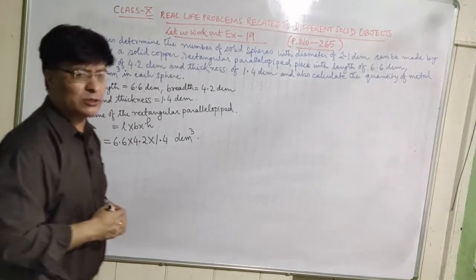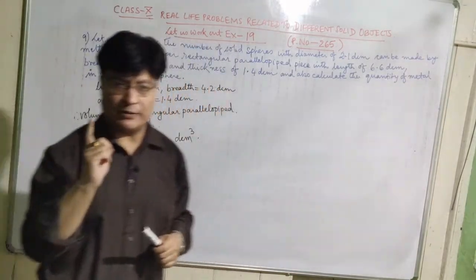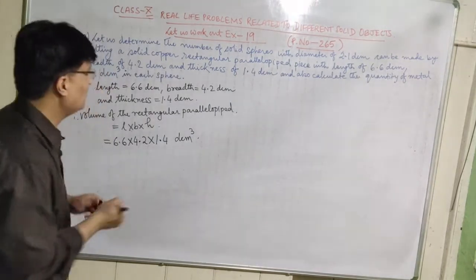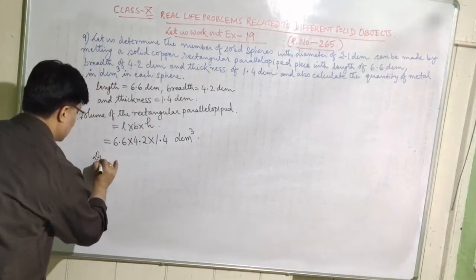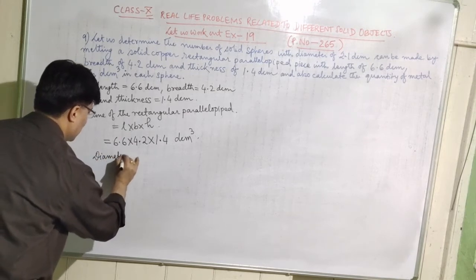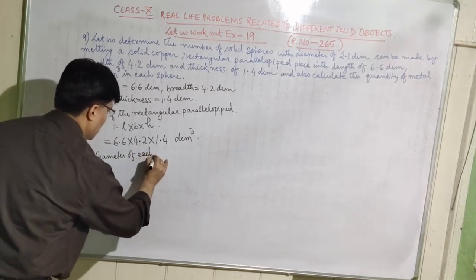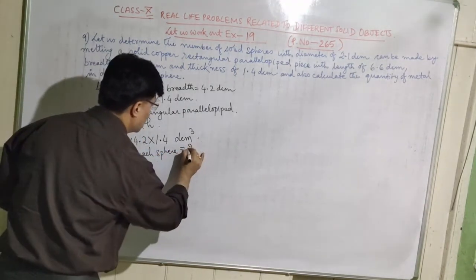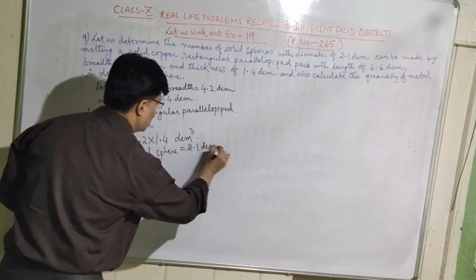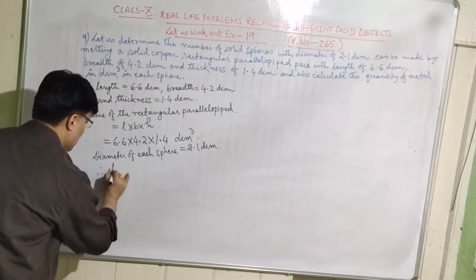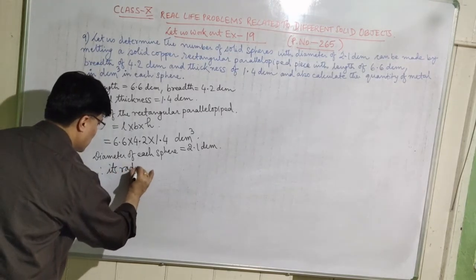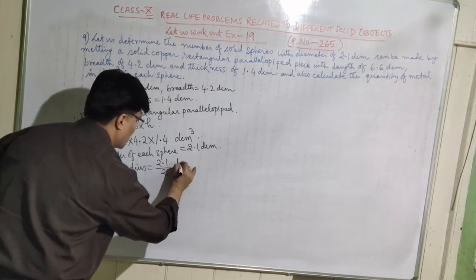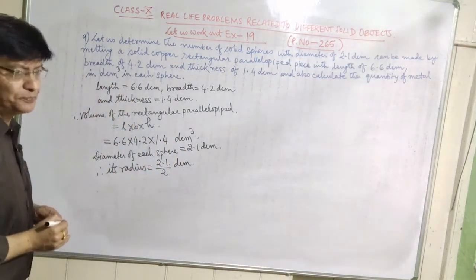Okay. So this is the volume of the rectangular parallelepiped. Now let us find out the volume of a solid sphere. Okay, so diameter of the sphere, what is it? It is 2.1 decimeter, but this is the diameter. So what is its radius? Therefore its radius is equal to this diameter divided by 2, this much decimeter.